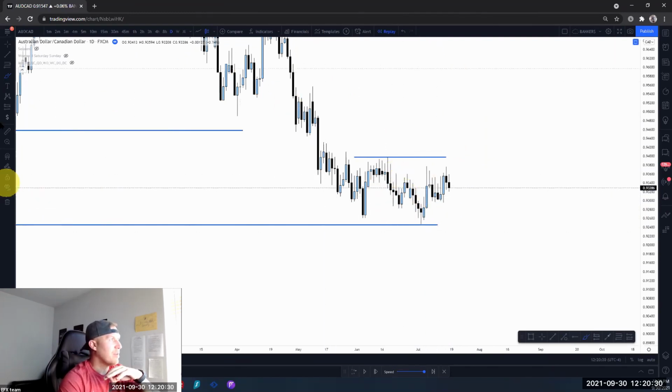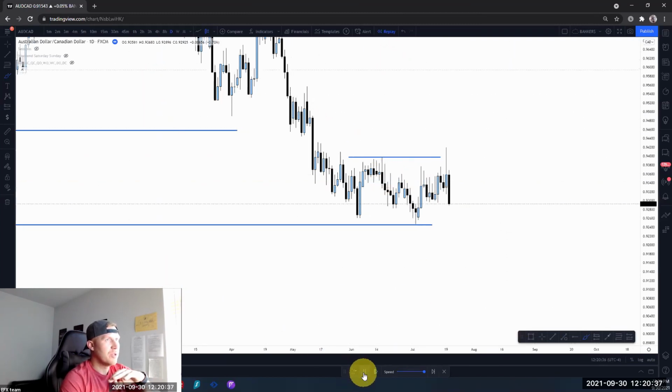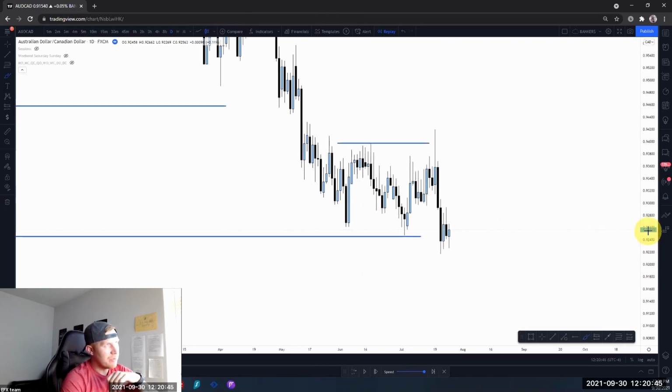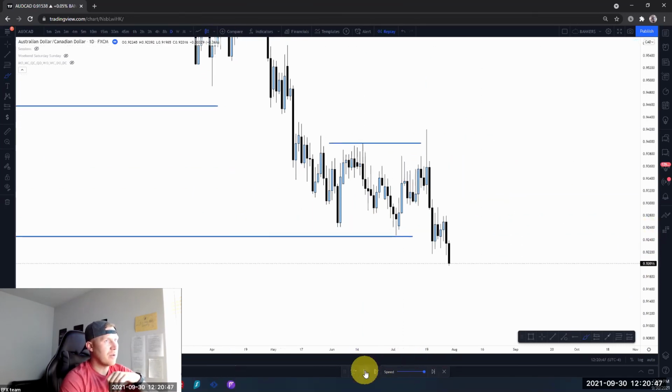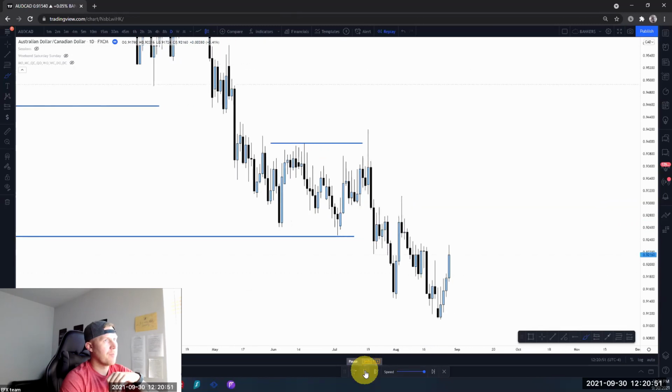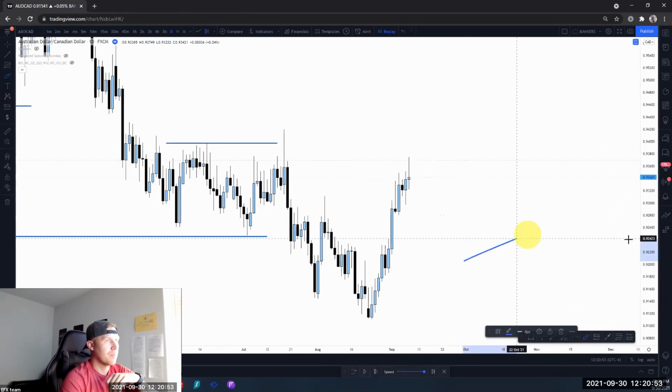So what we had happen here was price, when we got to this level, where is the replay button? There we go. We saw price push up here and then aggressively push down, attacking the lows. And we had a daily signature pattern here. So let's run this out a little bit. Okay.